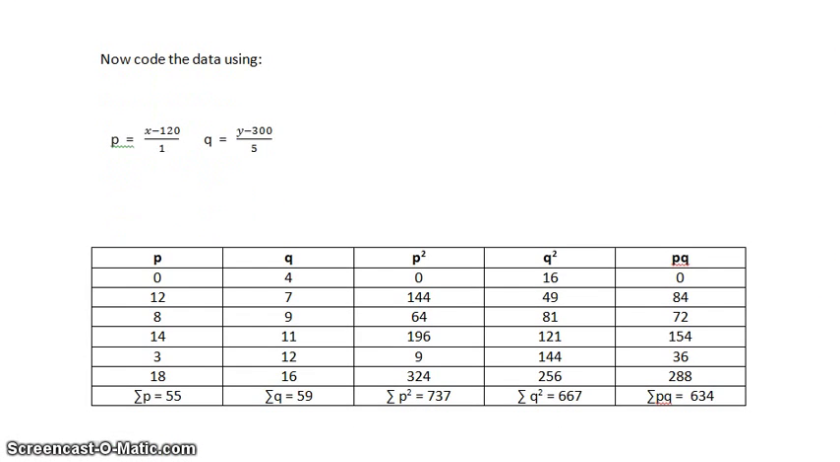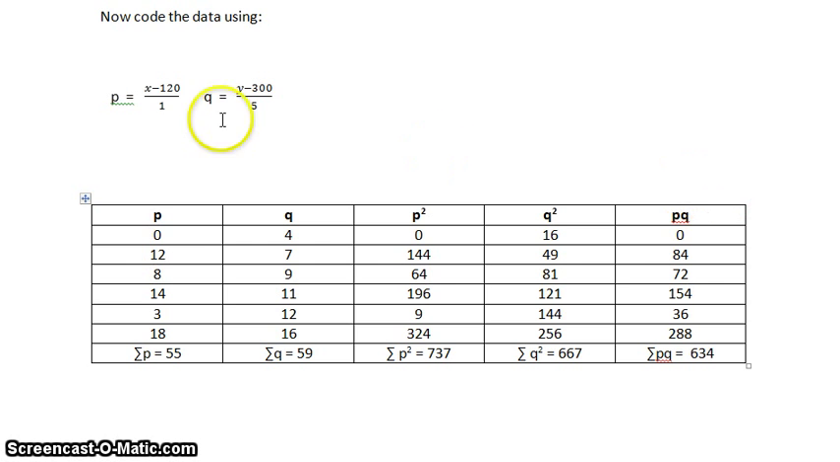Now here's the codings that we're going to use. The x values, we're going to use this formula to convert them to p values, and the y values, we're going to use this coding to convert them to q values. And these are the p values that we get, and these are the q values that we get. And here's the data that we'll need to calculate the product moment correlation coefficient for p and q. So you've got p squared, q squared, and pq, and then all the sums at the bottom.